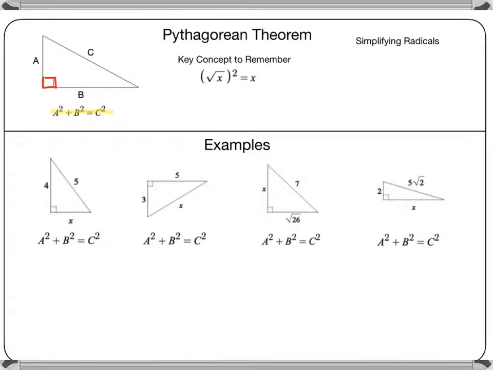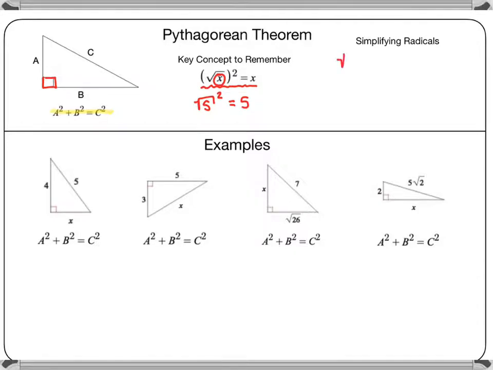Some of the key concepts that we want to remember is that any time we have a square root of a number and we square it, it's just going to be the number that is under the radical sign. So for example, if I had the square root of 5 and I raise that to the second power, that would just give me 5, and that works every single time.